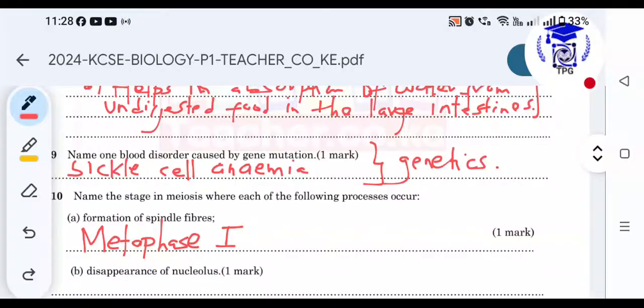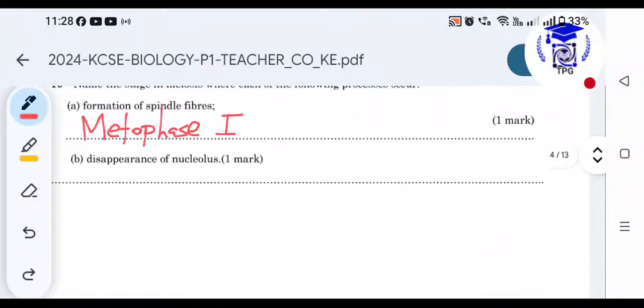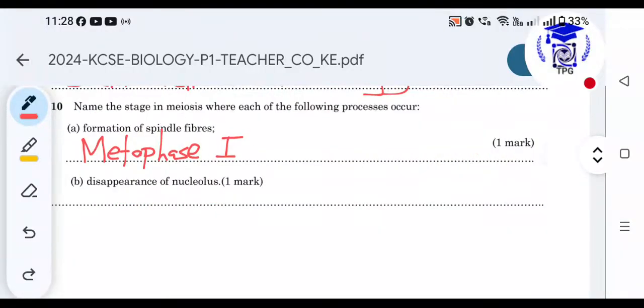The second one, disappearance of the nucleus. The nucleus disappears at the stage of meiosis called prophase 1. Remember, we are dealing with meiosis, so it is prophase 1. This one is in the topic reproduction.